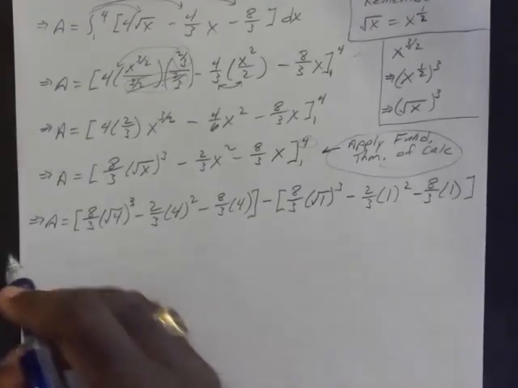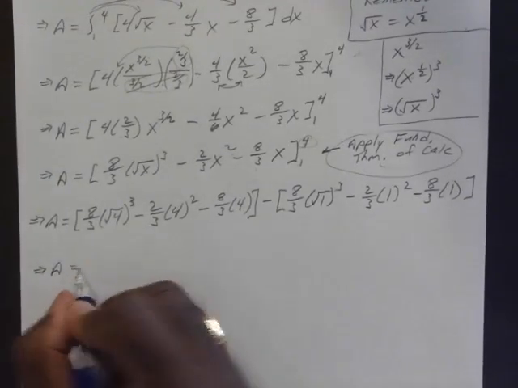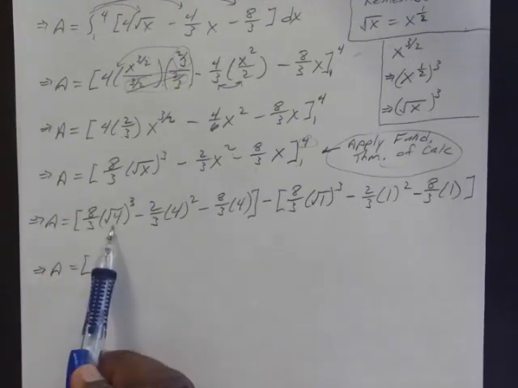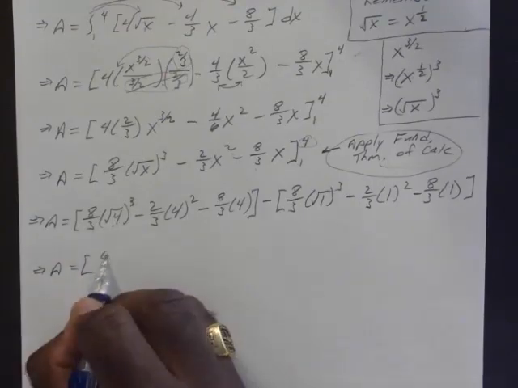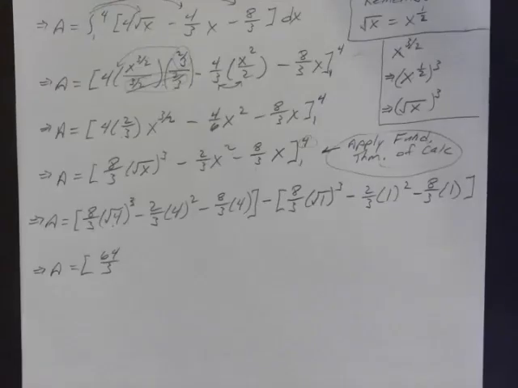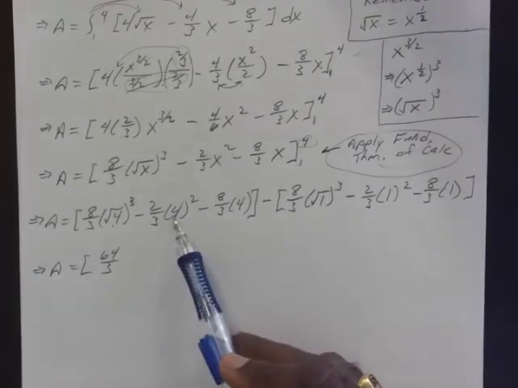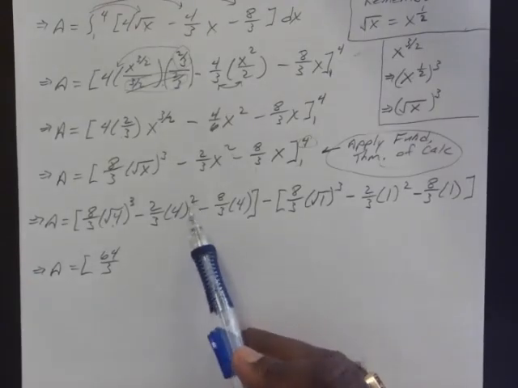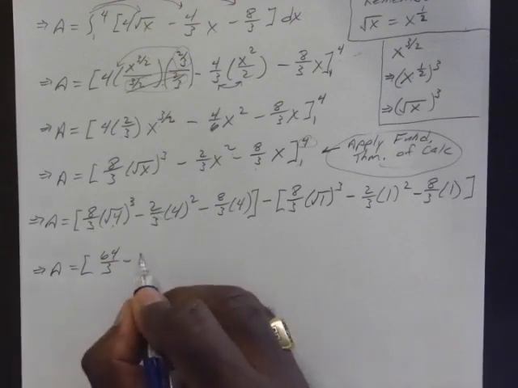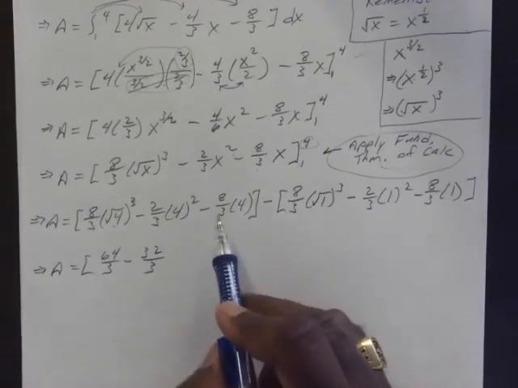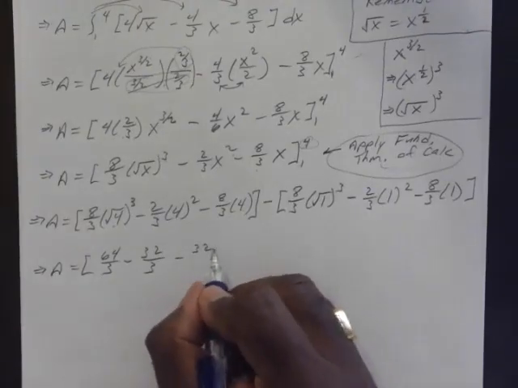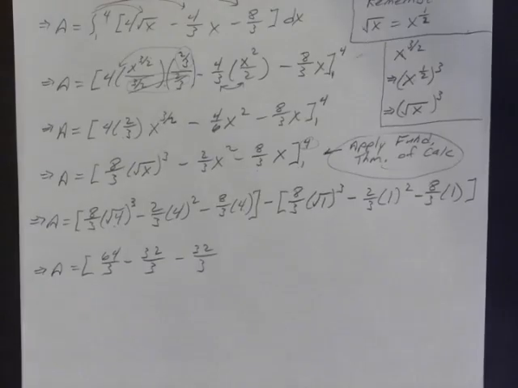All right, so we can go ahead and just simplify those. Square root of 4 is just 2. 2 to the third power is 8. 8 times 8 over 3 is 64 over 3. We have 4 squared, which is 16. 16 times 2 is 32, so that's minus 32 over 3. 8 over 3 times 4 is also minus 32 over 3.